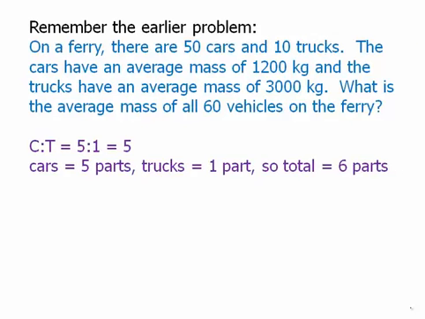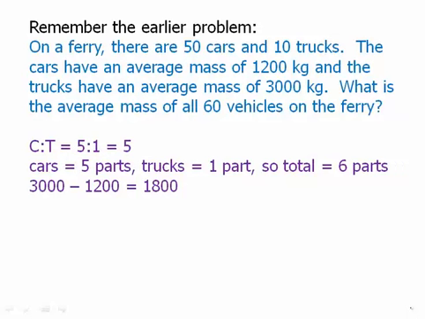So another way to say this is that cars account for 5 parts, the trucks account for 1 part, and so the total is 6 parts. And so the proportions, in other words, cars are 5/6 of the vehicles on this ferry, and trucks are 1/6 of the vehicles on this ferry. So those are the proportions. And that ratio, 5/6 to 1/6, that's just a 5 to 1 ratio.